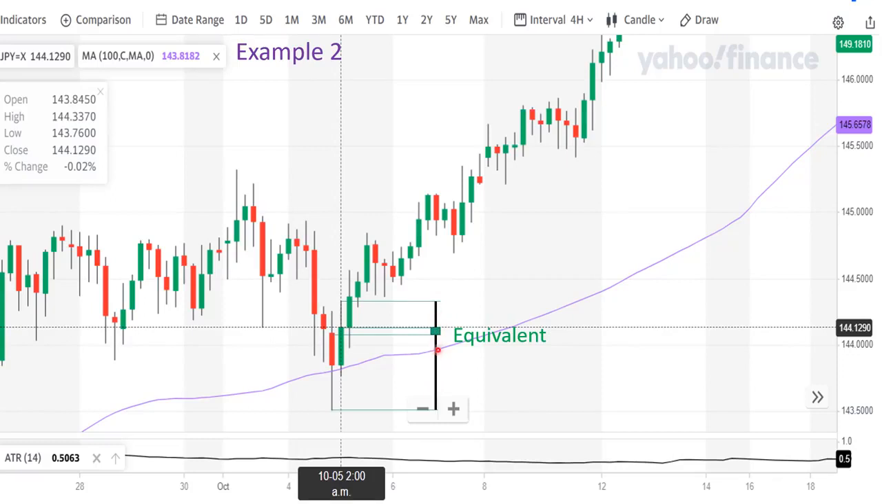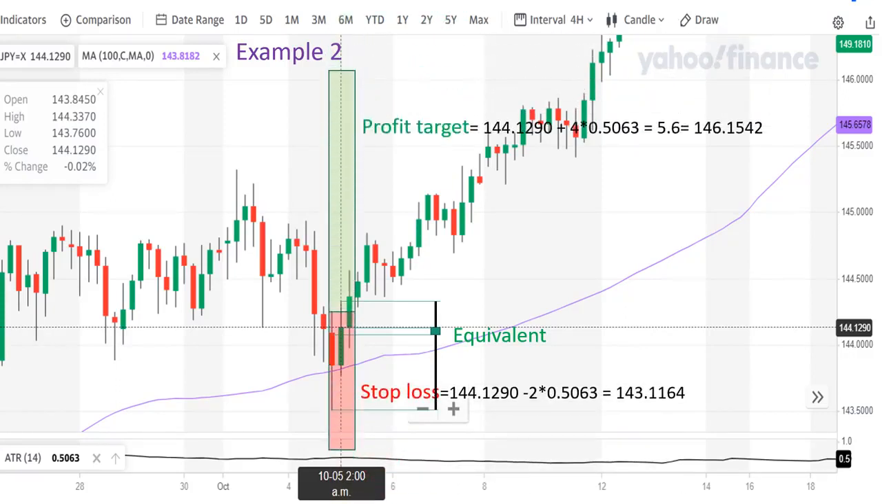So we can enter the trade at the close price of this equivalent and put our stop loss 2 ATR below the close price for stop loss, and 4 ATR above the close price for profit target. So this way we get 2-to-1 reward risk ratio, and this is going to be our stop loss, and this is our profit target, and also this is the information for this equivalent.